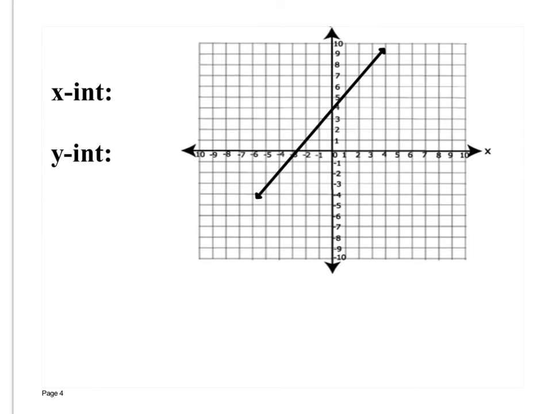Just look at this. You don't have to write it down. My x-intercept, where does it cross the x-axis? What coordinate does it cross the x-axis at? -3. Where does it cross the y-axis? 4. So today you'll have to identify x and y intercepts. All it is is looking at a graph and seeing that it crosses the x at -3 and the y at +4. All right, any questions on that?